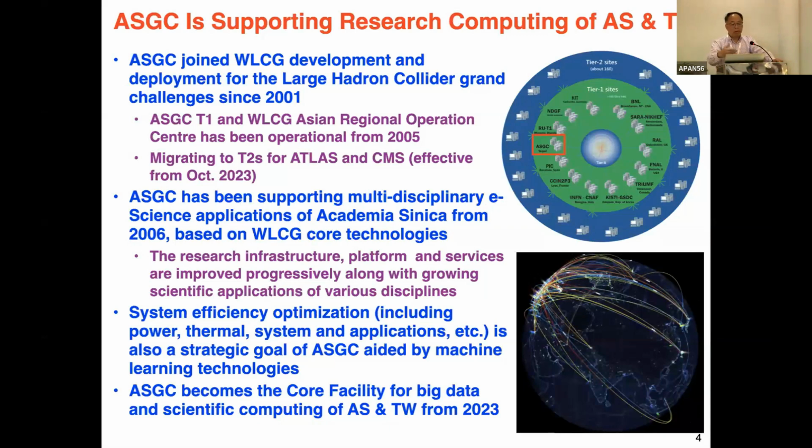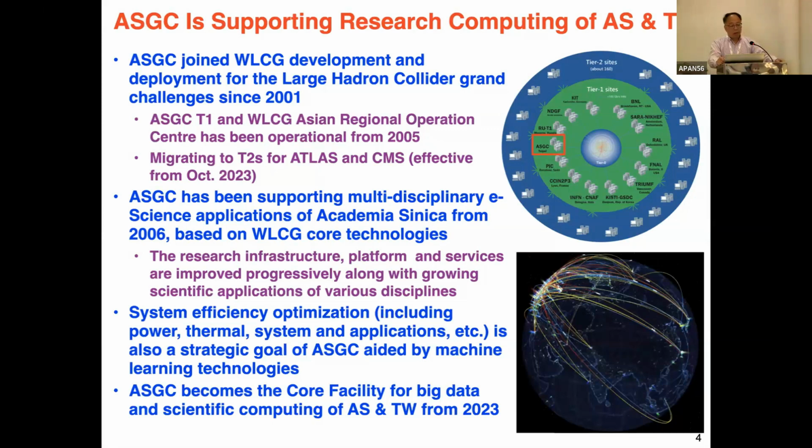My center started by joining the WLCG, the Worldwide LHC Computing Grid, for the search for the Higgs particle, one of the largest high energy physics experiments, led by CERN in Geneva. We have been acting as a Tier 1 center of the Large Hadron Collider experiment since the early 2000s. Based on the technologies we learned from the WLCG, we extended the infrastructure and technologies to support other disciplines beyond high energy physics, not just in Academia Sinica, but also in other universities in Taiwan and our partners in Asia. Some examples will be explained in my slides later.